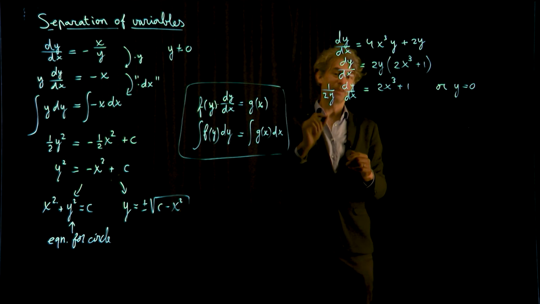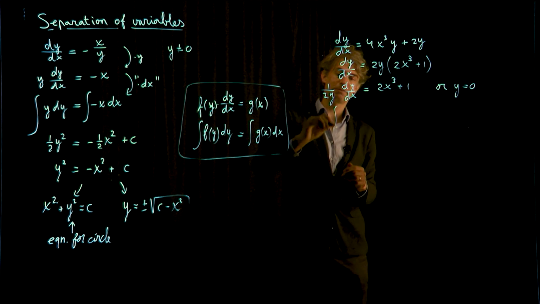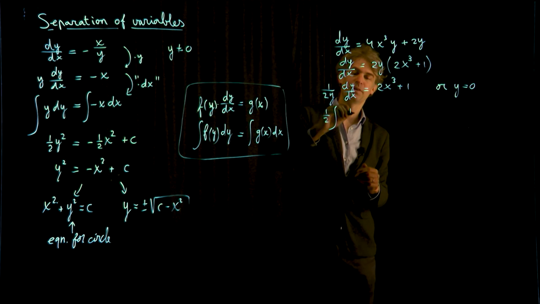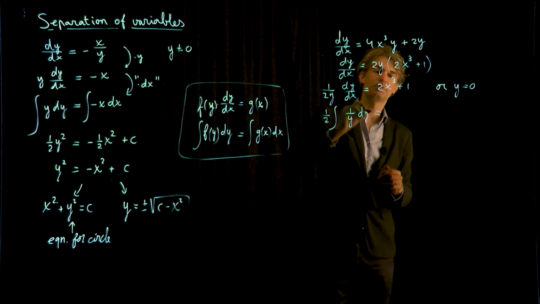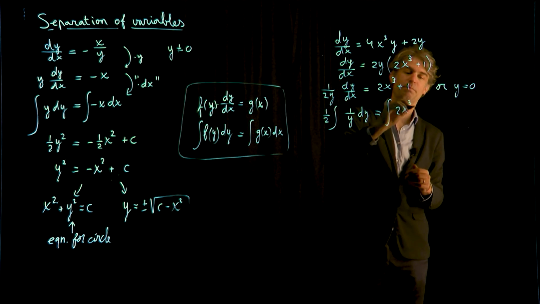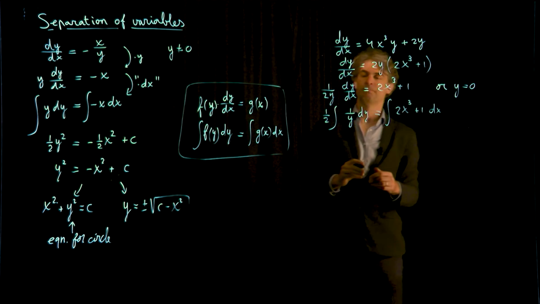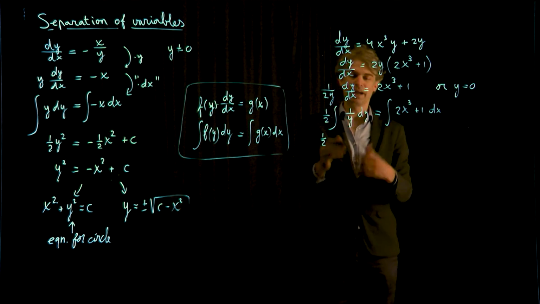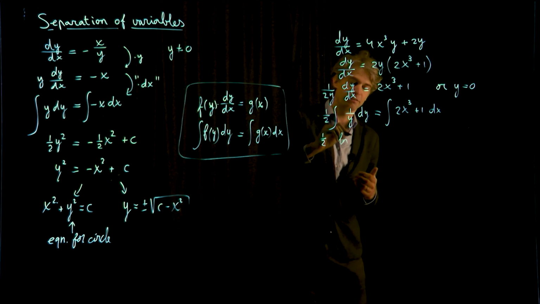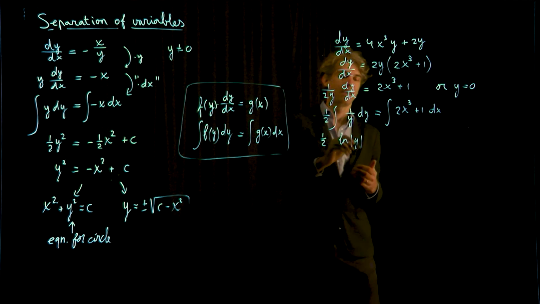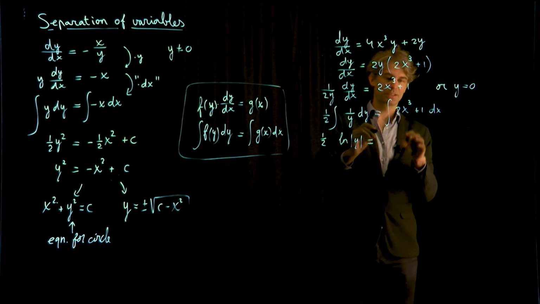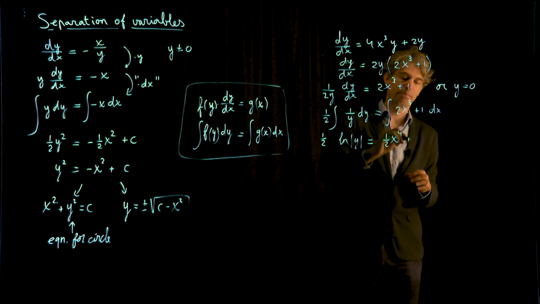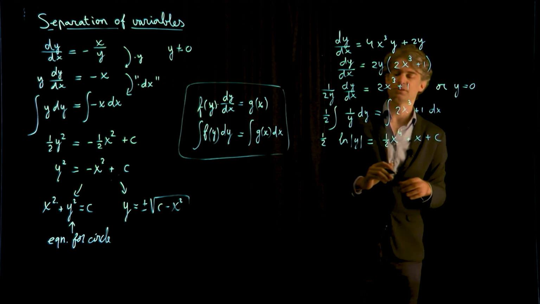Now, let's continue. I take the half outside of the integration. I get the integral of 1 over y dy equals the integral of 2x to the cube plus 1 dx. Okay, so far so good. I know how to integrate 1 over y, or find an antiderivative if you want. It's ln of the absolute value of y. And here, of course, I can do it too. It is 1/2 of x to the 4th plus x, plus I put my integration constant here.